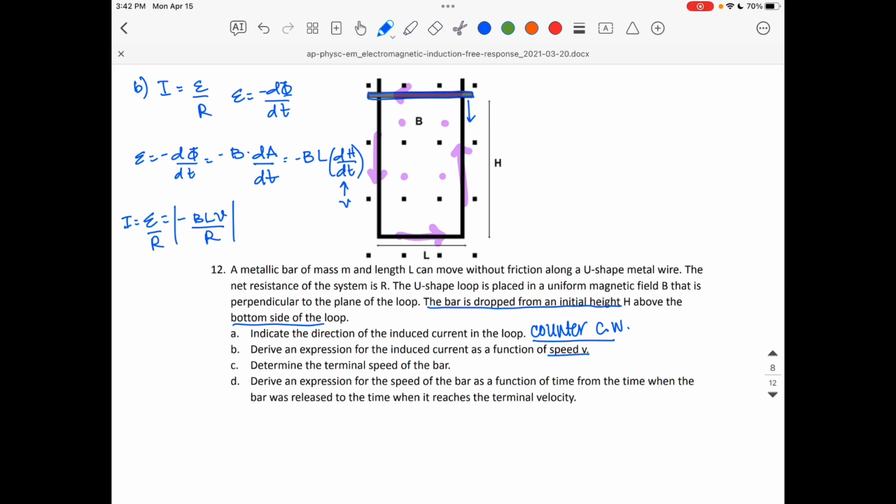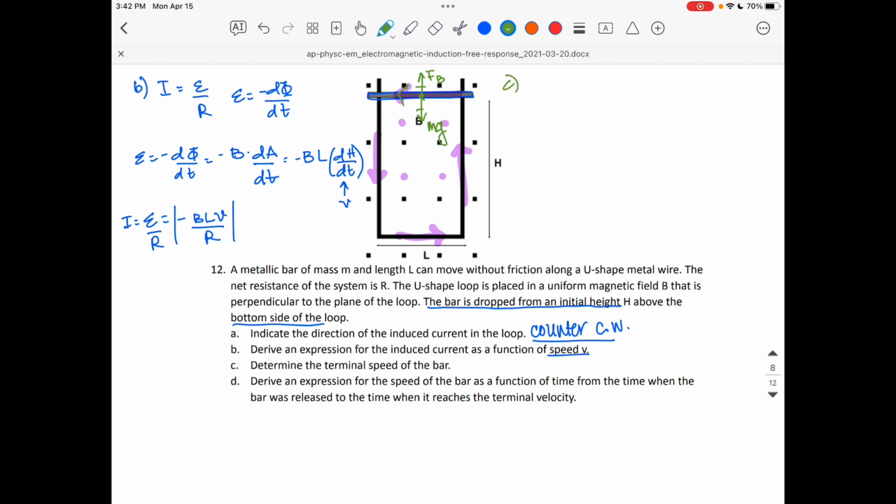The next part is to determine the terminal speed of the bar. When we have terminal velocity, that means we've got a gravitational force and a magnetic force equal and opposite. And we can check that. We can see that our current is going to the left. We've got a magnetic field coming out of the page, and therefore my magnetic force is going to point upward. So you want to make sure that that matches what you would expect.